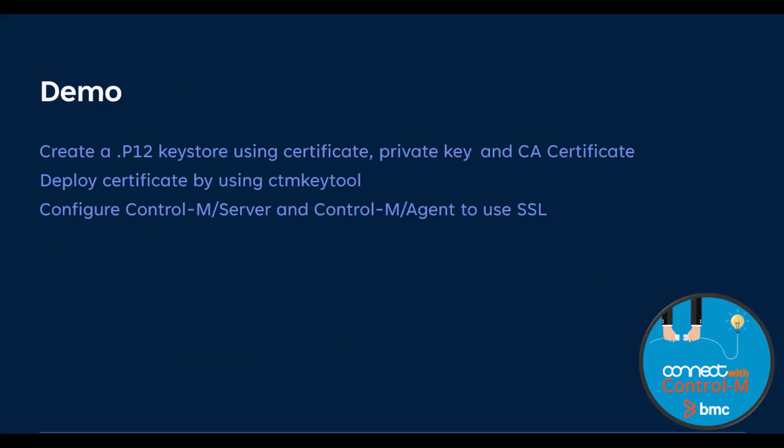A P12 key store must be generated and must be done for each component, Control-M server and Control-M agent. In the key store, we'll import the private key of the component and the chain certificate, the root, the intermediate, and the signed certificate. By using CTM keytool utility, we'll create a P12 key store with the chain certificate and private key. We'll make sure that in the Control-M server, by using the utility CTM-SYS, we set the right configuration. Then we'll enable SSL on the agent from the Control-M configuration manager. I will show it to you in the demonstration.